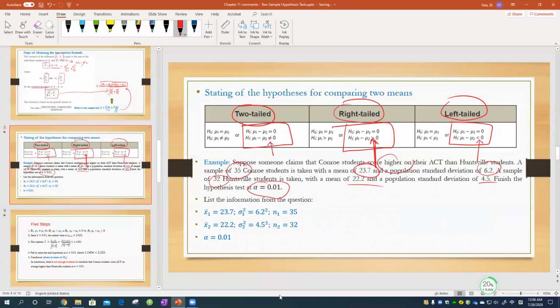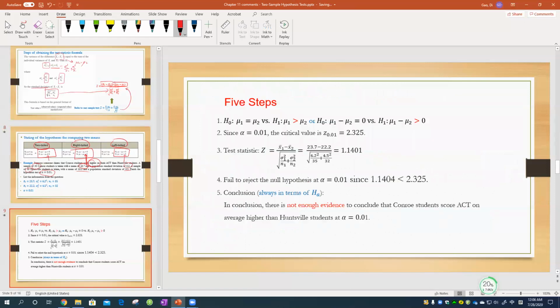Score higher, so we also want to circle that. That's the claim to tell us what sign we want to use for the alternative hypothesis. So now let's look at our 5 steps. Step 1, we want to state the null and alternative hypothesis.